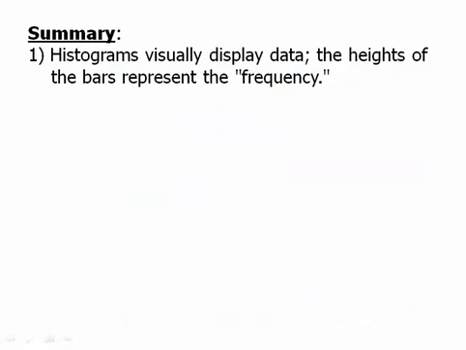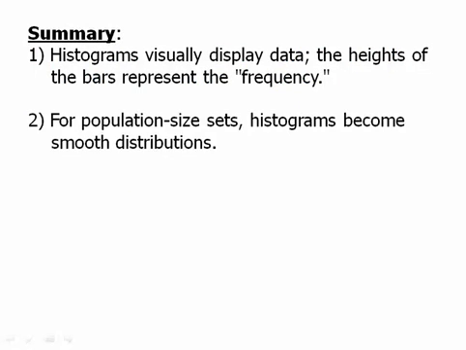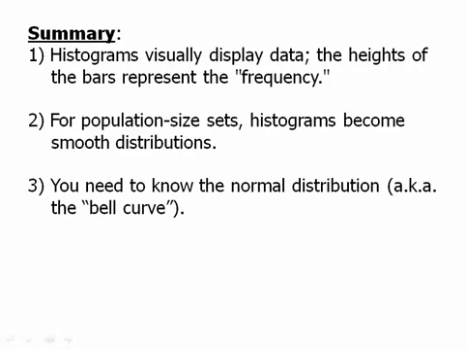In summary, histograms visually display data. The heights of the bars represent the frequency, that is, how many people fall into each slot. For population size sets, histograms become smooth distributions. You could just imagine those bars getting skinnier and skinnier until just the overall shape remains. You need to know the normal distribution, the bell curve. You need to know the basic properties of that because it's very common in any natural population or in any kind of population of machined items.